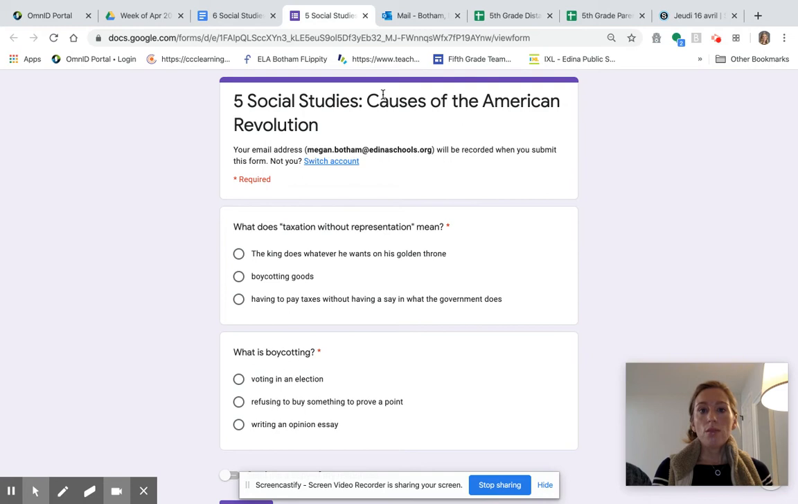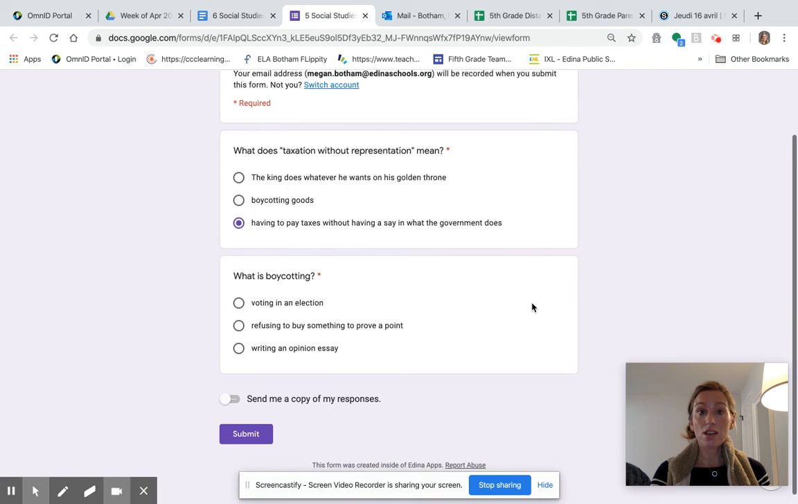In the Brain Pop Causes of the American Revolution, the first question asked was, what does taxation without representation mean? The answer is having to pay taxes without having a say in what the government does. So the colonists, if you remember, were way across the ocean from British Parliament and the British King, and they didn't get a vote or a say in the decisions that were made. So the colonists were pretty mad when things like the Stamp Act came along, or the Sugar Act, or the Tea Act, because they had to pay extra taxes without having any say or any vote in how things were going.